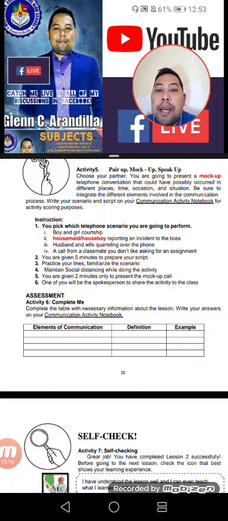you pick which telephone scenario you are going to perform. Here, boy and girl courtship, which I think you will really choose. You're into this. You have housemaid or houseboy reporting an incident to the boss. You can choose here. Husband and wife quarreling over the phone. A call from a classmate you don't like asking for an assignment. Or I'll give you freedom to choose what scenario you want. If you cannot think of anything, you can choose from these scenarios.